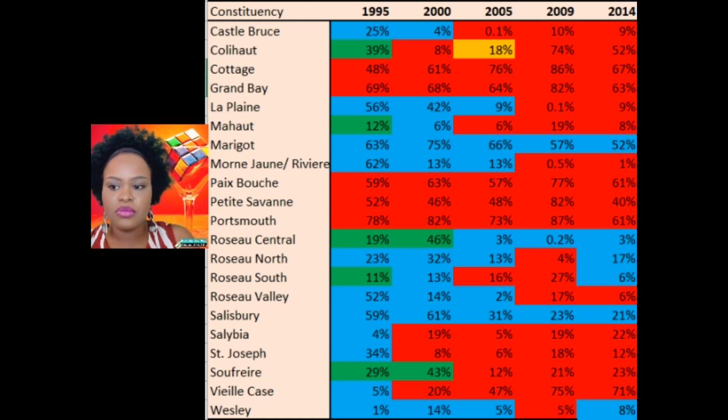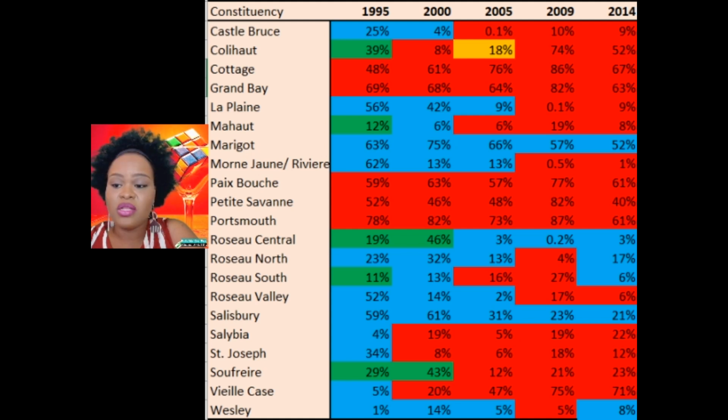Then the Paybush constituency, there's a decrease of about 15%. The Pidit-Savan constituency, there was a decrease of almost 40%. So there's like a 26% decrease in Portsmouth constituency. We have United Workers' Party gaining about 2% in Roseau Central, back to how it was in 2005, back to the lead of 2005, when it first won that constituency.